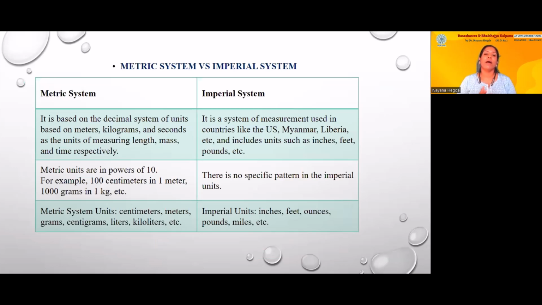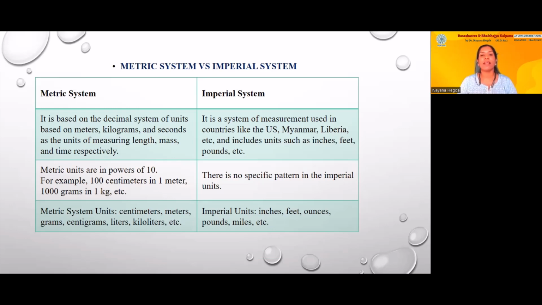The difference between the metric system and the imperial system. The metric system is widely used and easy to use, where we use the decimal system of units, which are expressed as meters, kilograms, and the second for length, mass, and time respectively. The imperial system is accepted and used in countries like US, UK, Myanmar, Liberia, etc. It includes measurements like inches, feet, miles, yards, pound, etc.